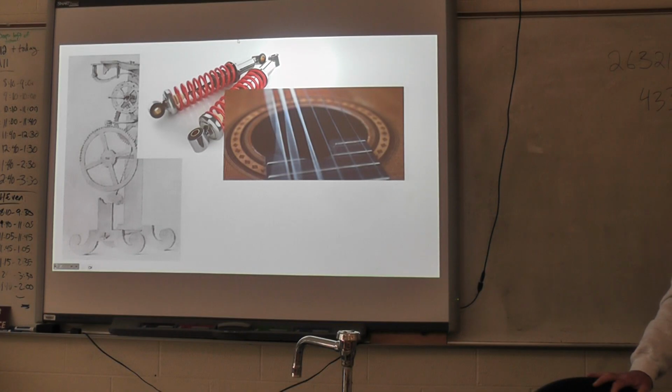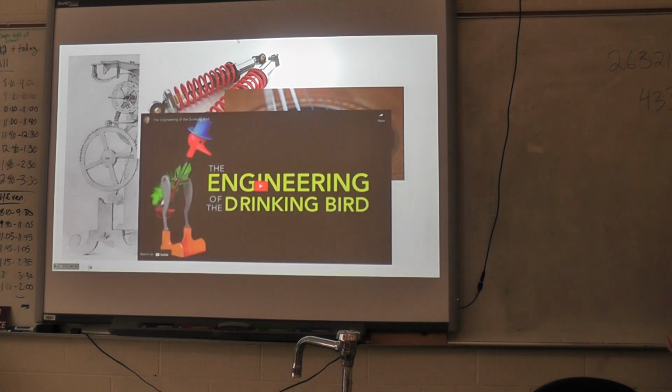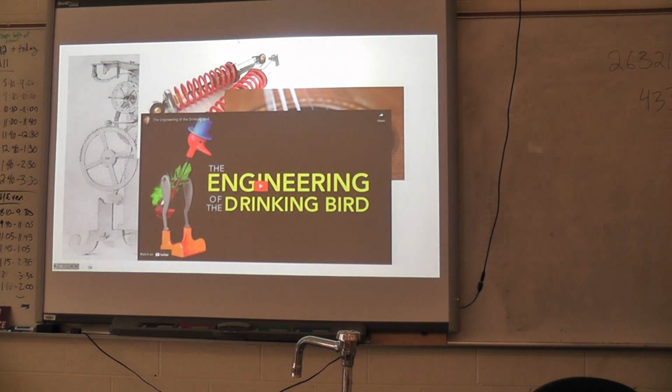You could look at oscillations of musical notes, and that could involve something physical like a string vibrating, or it could be a column of air in a wood or a brass instrument or something. And then you could look at dampened oscillations like the spring shock absorbers, or you could look at amplified oscillations.